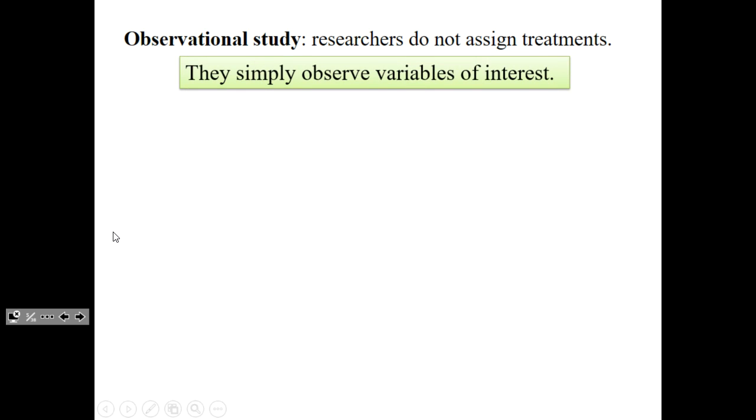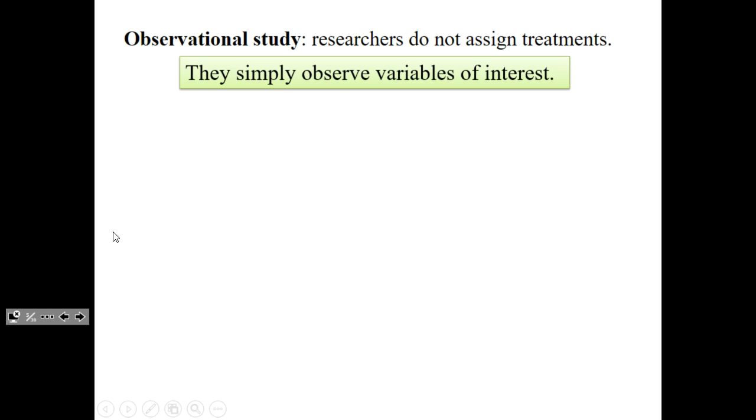Now, observational studies, very simple. Observational study, the researcher did not assign a treatment. This is just, they observe what's going on. Researcher goes out, counts the number of eggs in a nest to see how many eggs birds are laying. That's it. It's an observational study. They're not changing anything. They're not messing with anything.